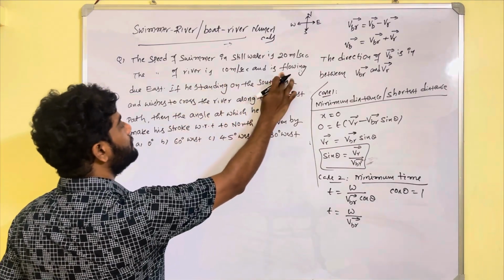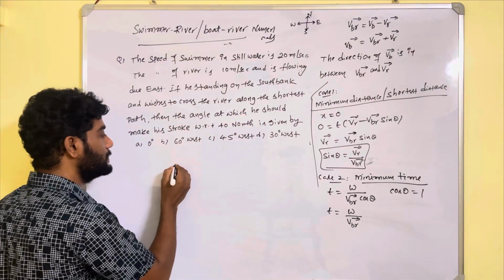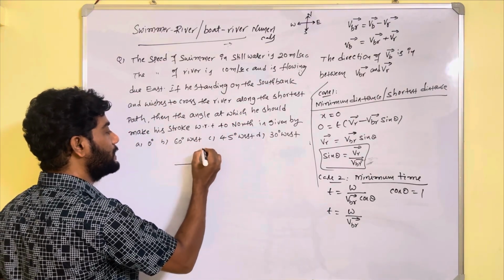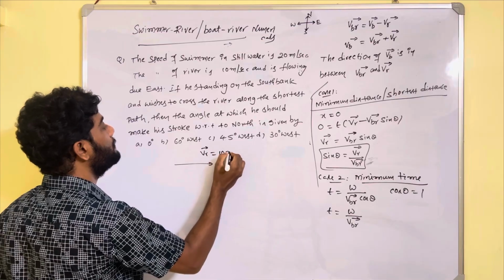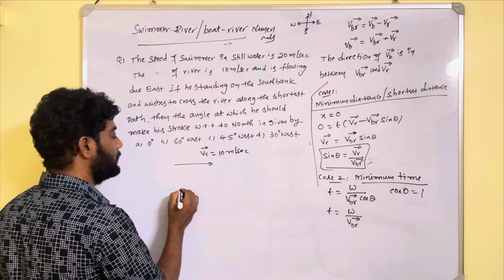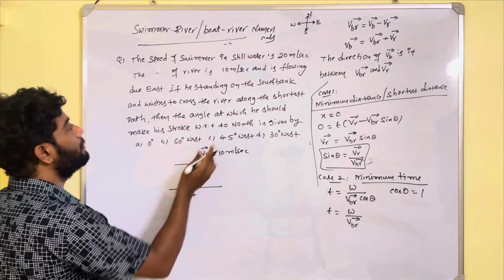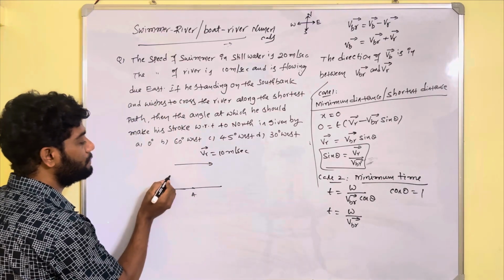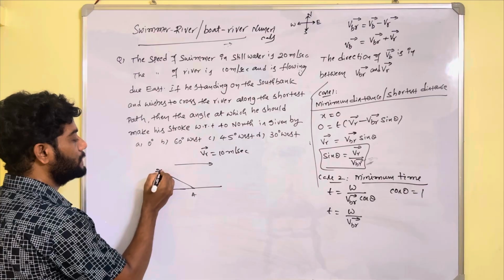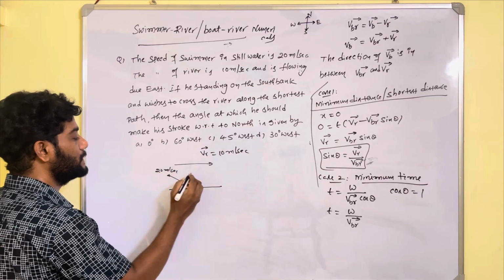The river is flowing at 10 meters per second in the east direction. So this is the east. Here the velocity of the river is given as 10 meters per second. First, this is the south bank, where a person is present. The speed given is 20 meters per second. His velocity is 20 meters per second.